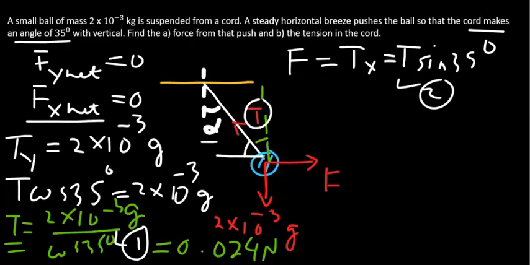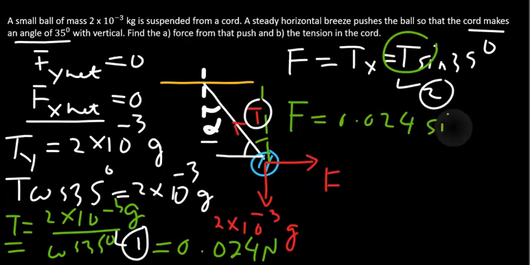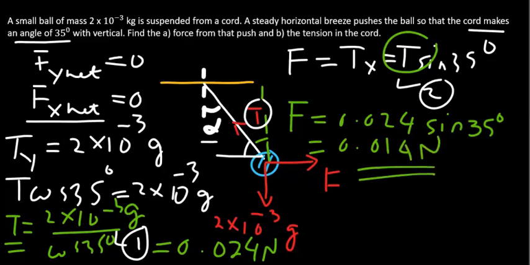Substituting that value of tension that we have just found in here, you can get that horizontal push. So that is 0.024 times sine 35 degrees, which will give you 0.014 newtons. And that solves the problem.